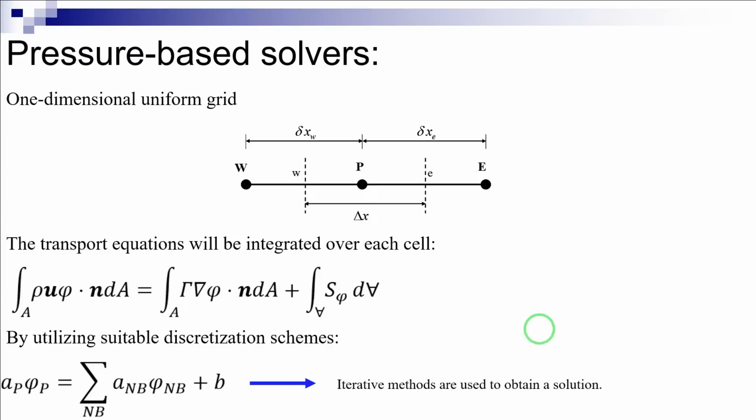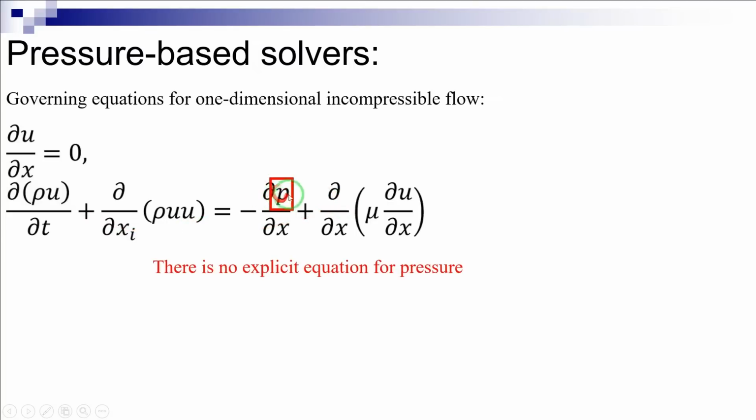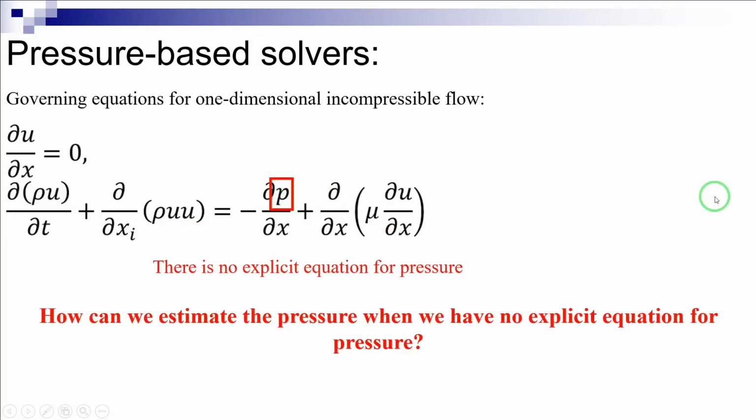Now let's go back to the continuity and momentum equations for one-dimensional incompressible flows as shown here. Thus, for incompressible flows, while we have an equation for mass and momentum, there is no explicit equation for pressure. Therefore, the question that arises here is how can we estimate the pressure when we have no explicit equation for pressure? This leads us to the development of pressure-based solvers, where an attempt has been made to link the velocity field to the pressure field.